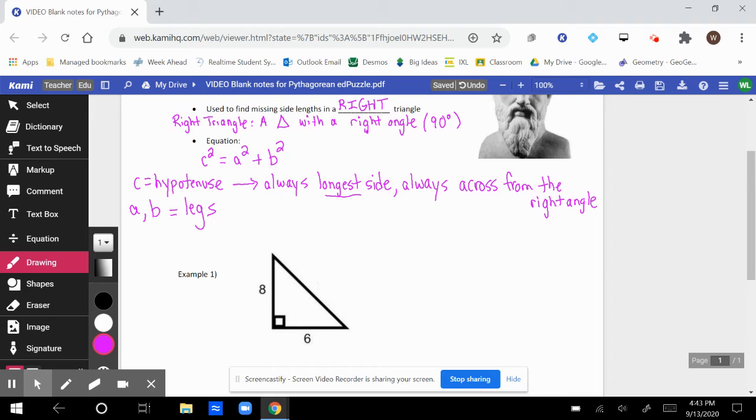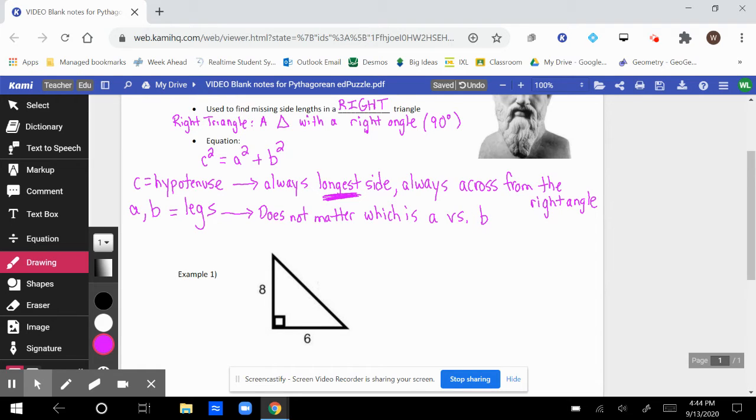Now a and b, which are your legs, are shorter than the hypotenuse, right? If the hypotenuse is the longest, that means a and b, the legs, have to be shorter. And the main thing I want to point out about the legs is it does not really matter which one you call a and which one you call b.